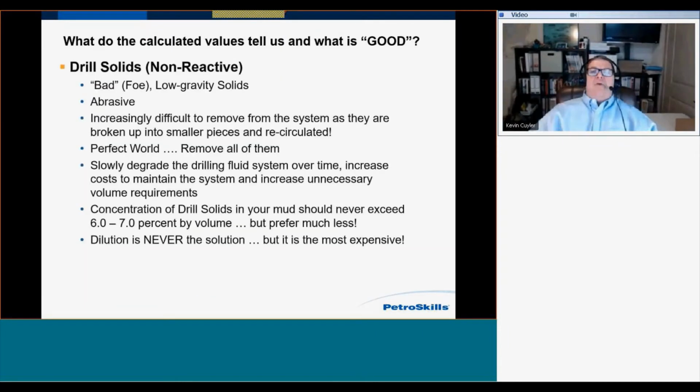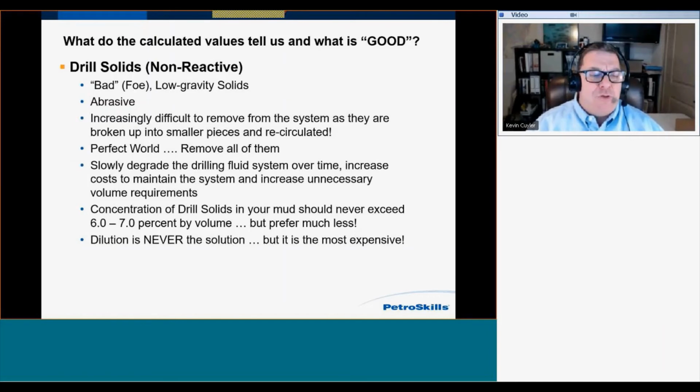So let's talk about drill solids. Remember, these are the bad ones. These are the foes, as we talk about in the title of the webinar today. They are bad low-gravity solids. They are abrasive. They're difficult to remove. In a perfect world, I'd say remove all of them. But that isn't always the case, and we usually have a little bit left in the system. Try not to ever let your drill solids get higher than about 6 to 7% by volume. I prefer much lower, 3 to 4% by volume, but if you have to, never ever let it get above 6 to 7% by volume.